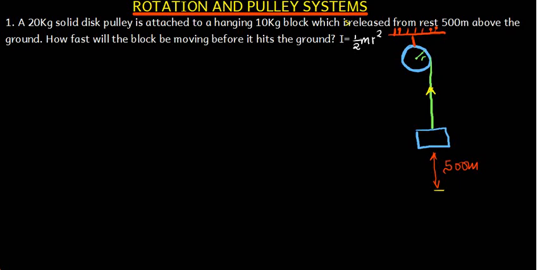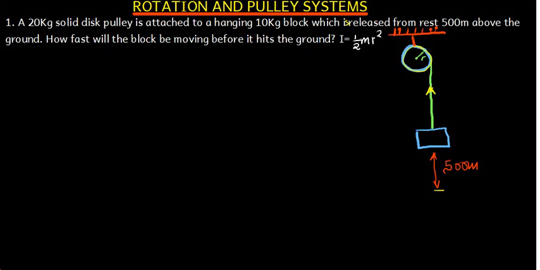Now here we have first the pulley. Let's name it capital M. And then we have this mass which is falling. Let's name it small m. Now this mass initially is at rest. We can use either the conservation of energy or torques to analyze this question.